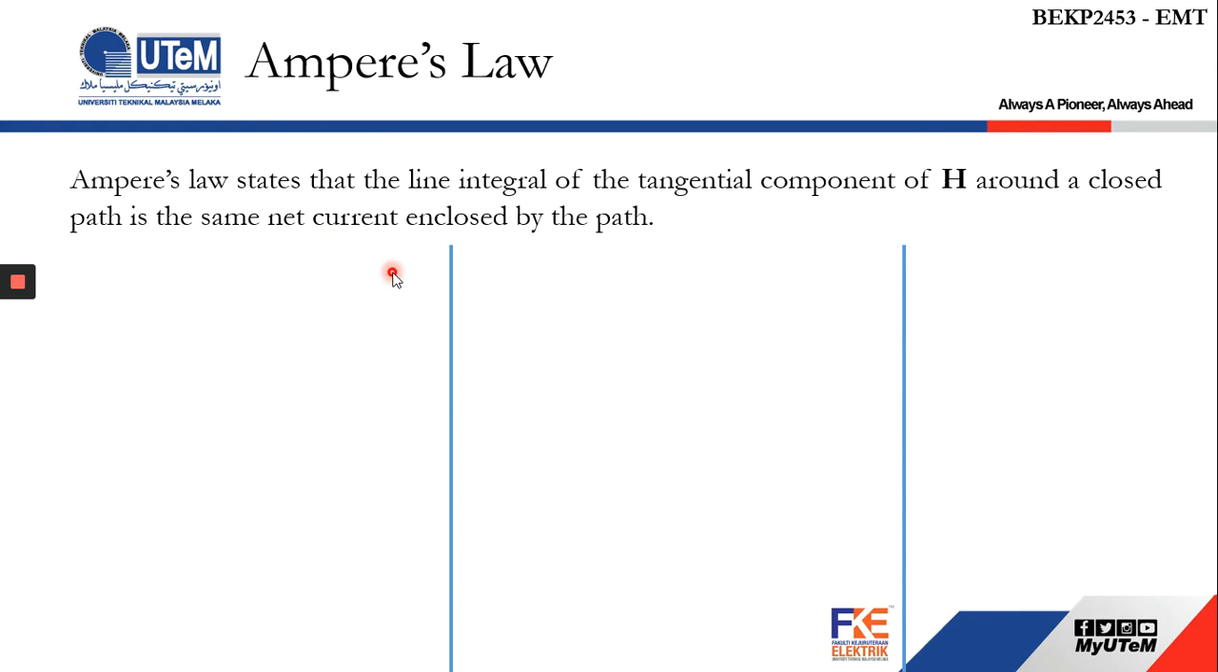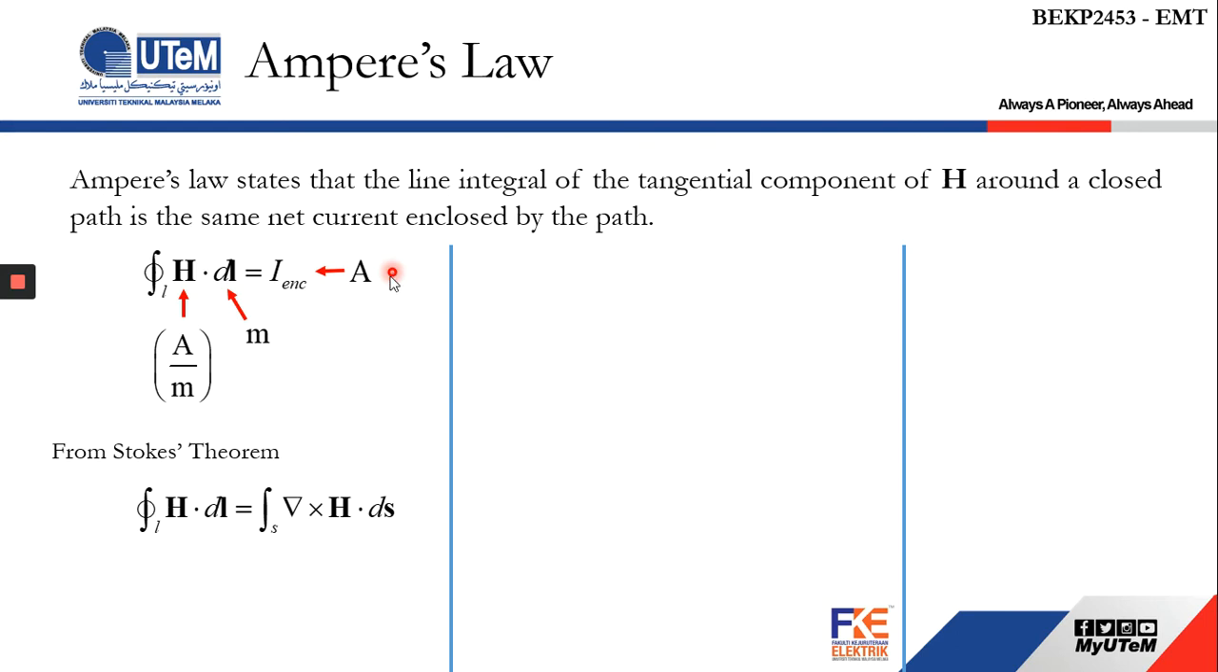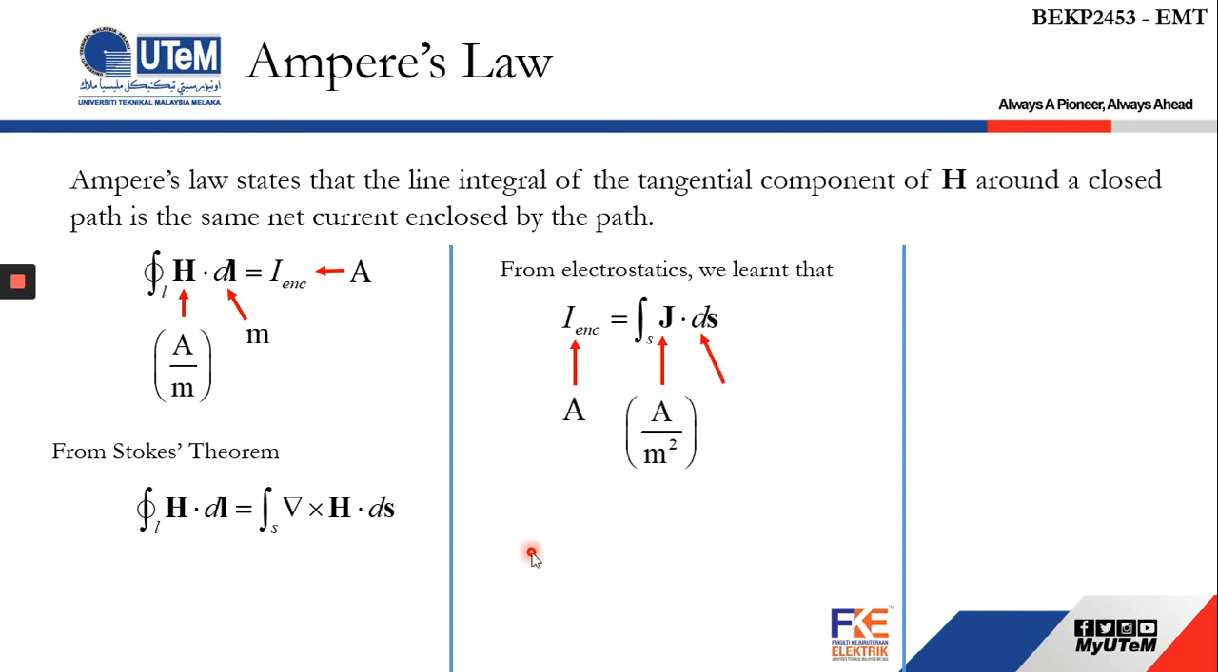Now we play a bit with mathematics. From Stokes' theorem, we know that a closed line integral is equivalent to the curl of the vector integrated over its surface area. By knowing this, we can relate it to another equation that we have already learned from electrostatics, which states that the total current is equal to the surface integral of current density J. The unit of J is ampere per meter squared. When you integrate over a surface area, meter squared, this variable gets cancelled and you get the total current in amps as well.